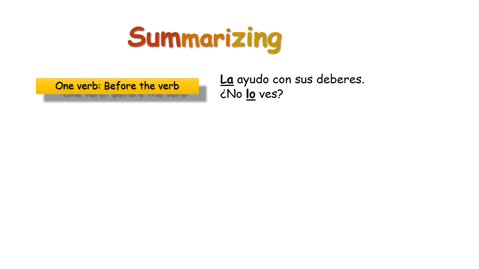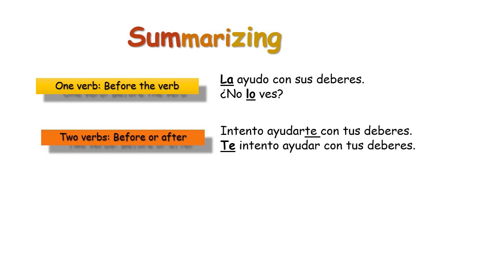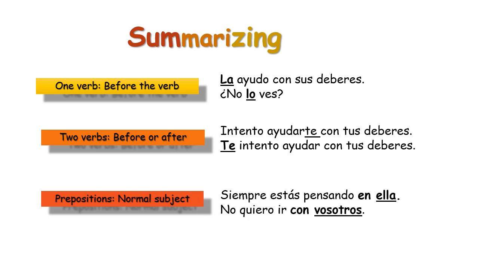Let's summarize all this before moving on to the indirect object pronoun. When we have just one verb, we need to place it before the verb. La ayudo con sus deberes, o no lo ves, don't you see it? When we have two verbs, you can place it before the two verbs or after the two verbs. Like intento ayudarte o te intento ayudar. And remember that with prepositions, we use the normal subject. Siempre estás pensando en ella, about her, about she. O no quiero ir con vosotros. I don't want to go with you all.